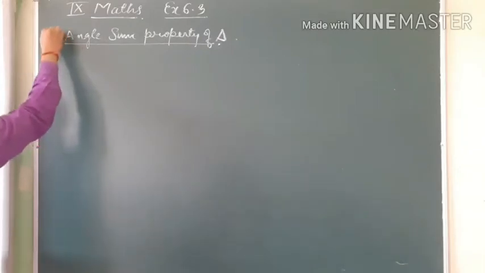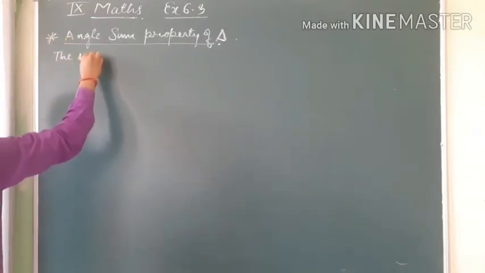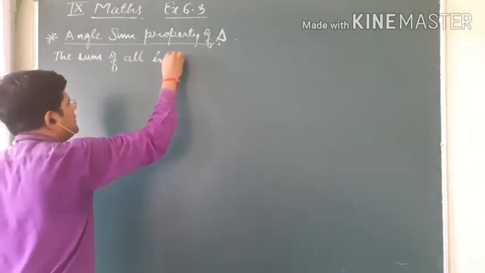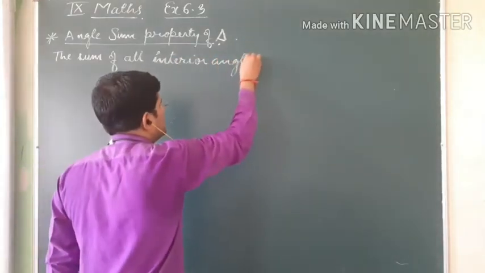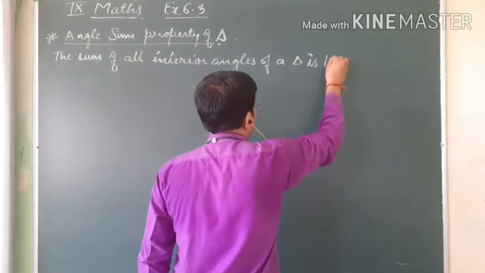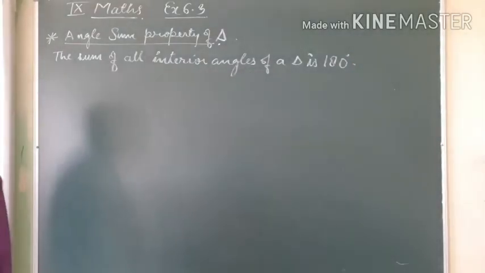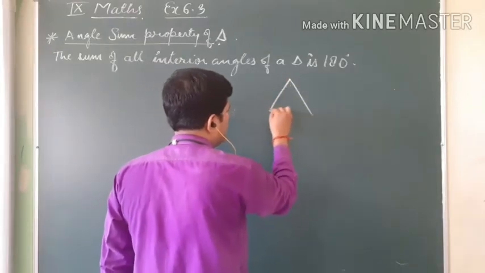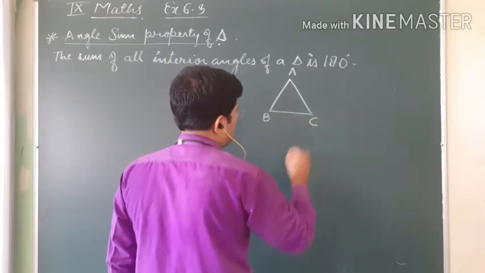Firstly, what is the angle sum property? What is the statement? The sum of all interior angles of a triangle is 180 degrees. We have to prove this statement. For a proof, we first have to draw a figure, which I have told you. Every geometrical sum needs a figure.